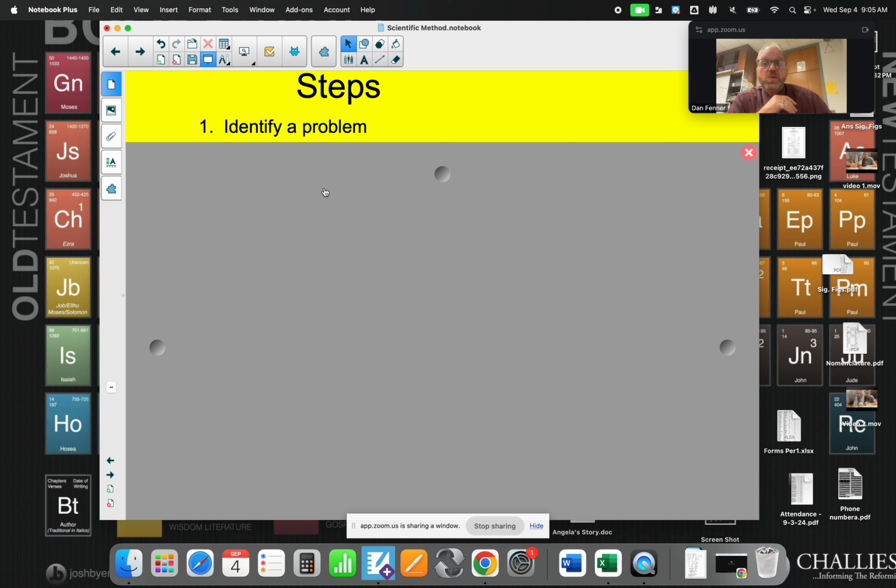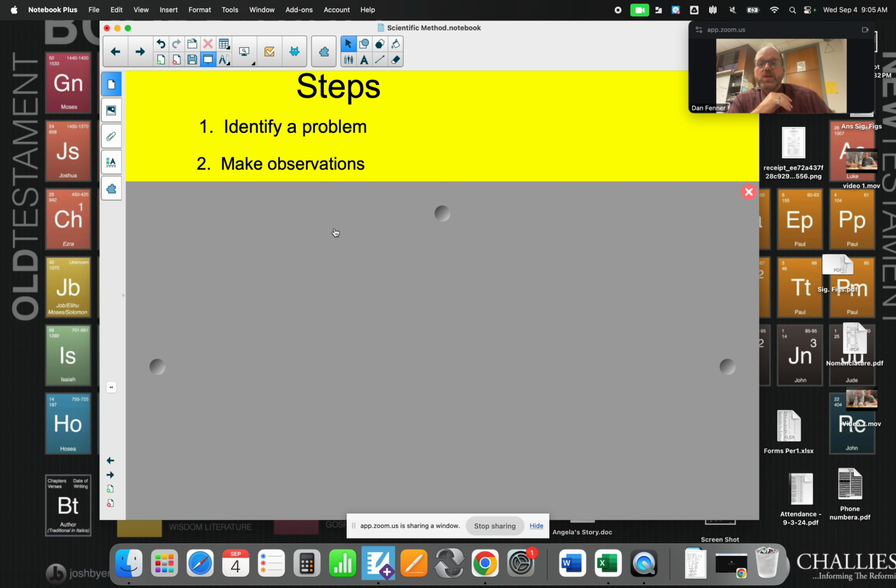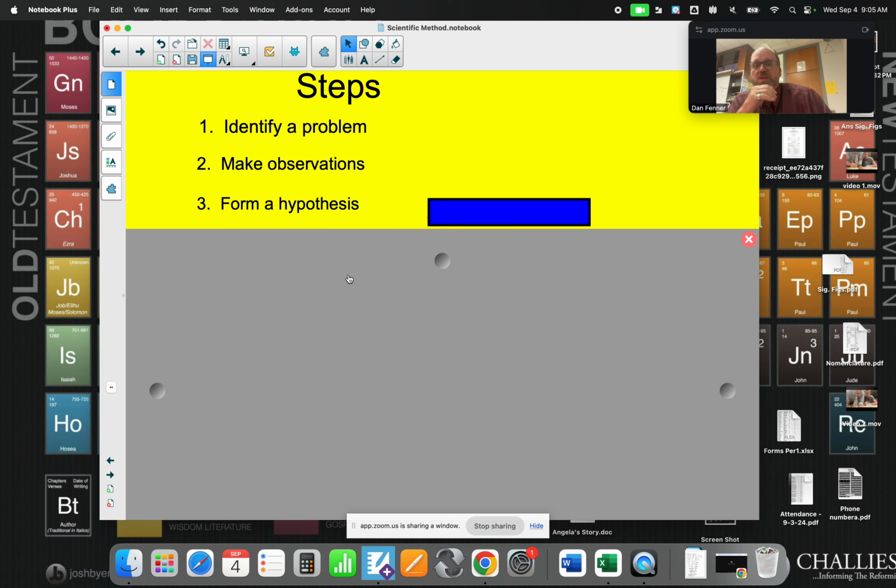Now, once we do that, second step is we make observations. Now, when we make observation, we use our senses. We use our sight, our hearing, smell. When you smell things in chemistry, you never put it directly in our nose. You wave it towards yourself to properly identify. You do background reference. You make sure you get as much information as you can to get a good understanding, and we're going to form a hypothesis.